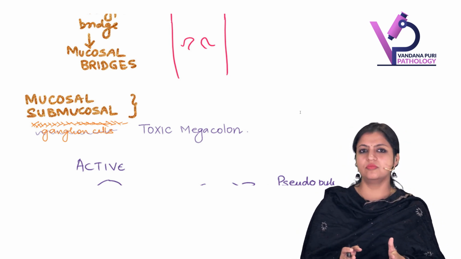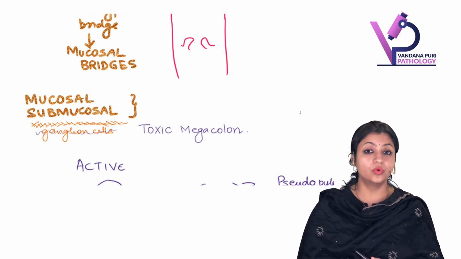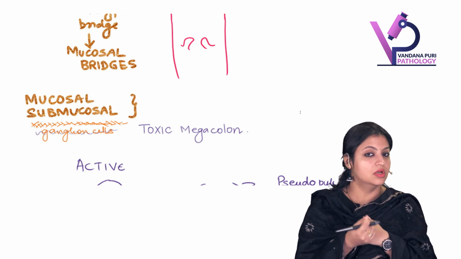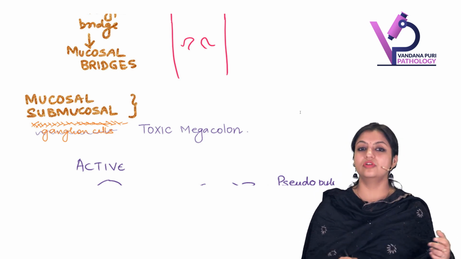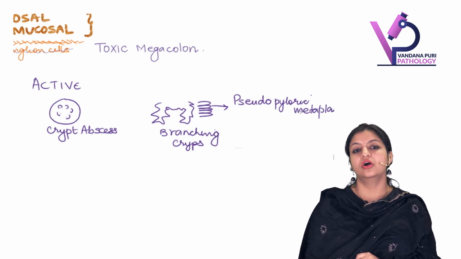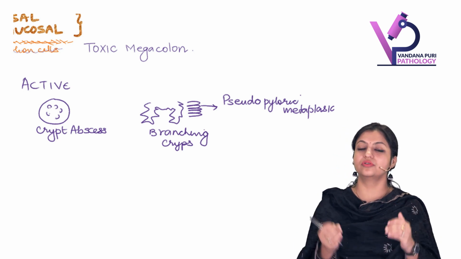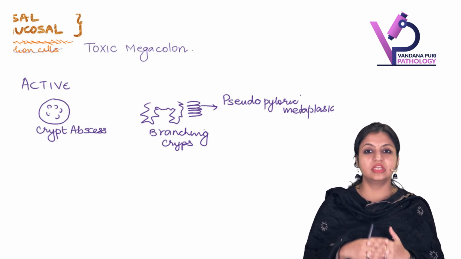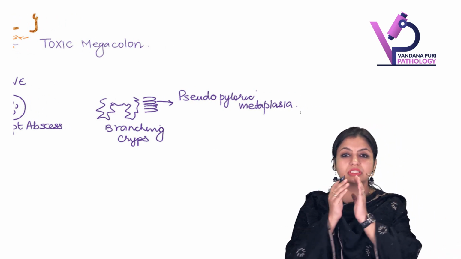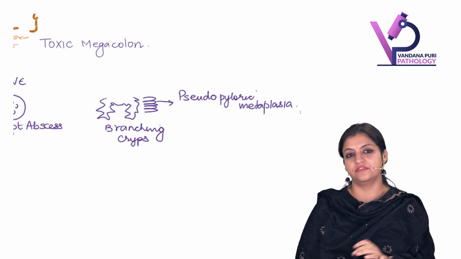Again, the same question which I asked you in Crohn's: what do you understand by active ulcerative colitis? First, everybody knows now, that the crypts will be full of neutrophils. And what is this called? Cryptitis. And here also, obviously, once the cryptitis is formed, crypts are damaged, so it will also lead to healing, branching of the crypt, and there will be pseudopyloric metaplasia here also. You understand that? Is everybody clear with this? So, this is active disease.